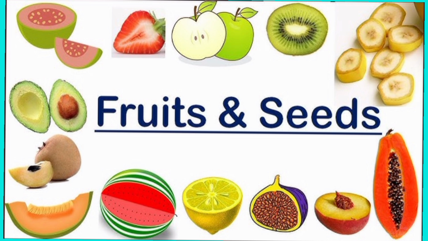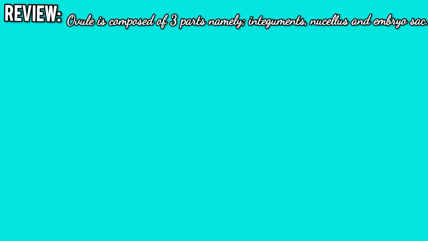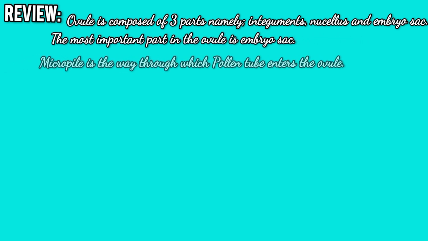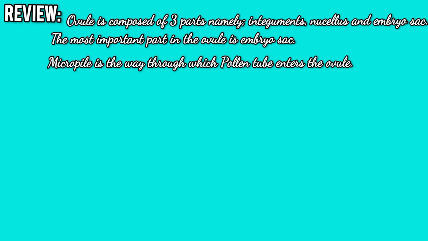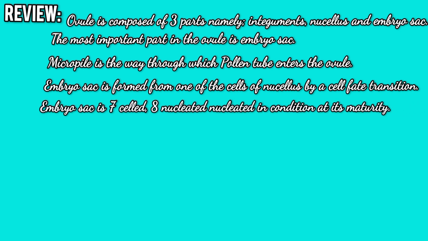Got it? Hope you got clarity on this. So let's review. Ovule is composed of three parts, namely integuments, nucellus, and embryo sac. The most important part in the ovule is the embryo sac. Micropyle is the way through which the pollen tube enters the ovule. Embryo sac is formed from one of the cells of the nucellus by a cell-fate transition. Embryo sac is 7-celled, 8-nucleate in condition at its maturity. Synergids are known as helper cells.